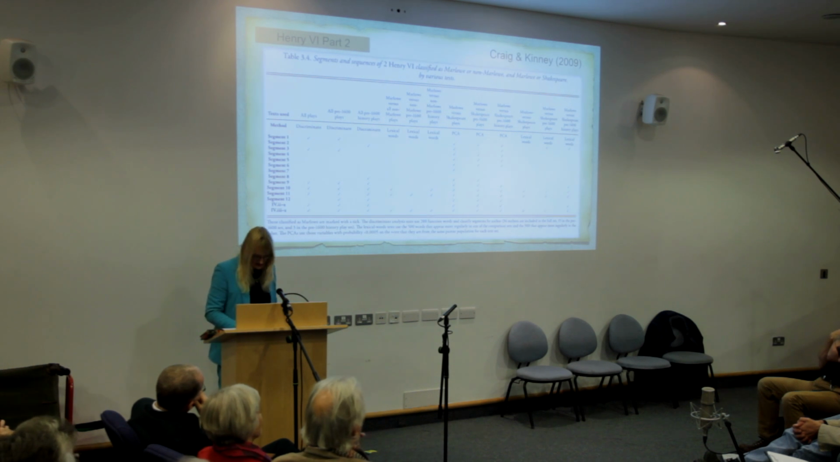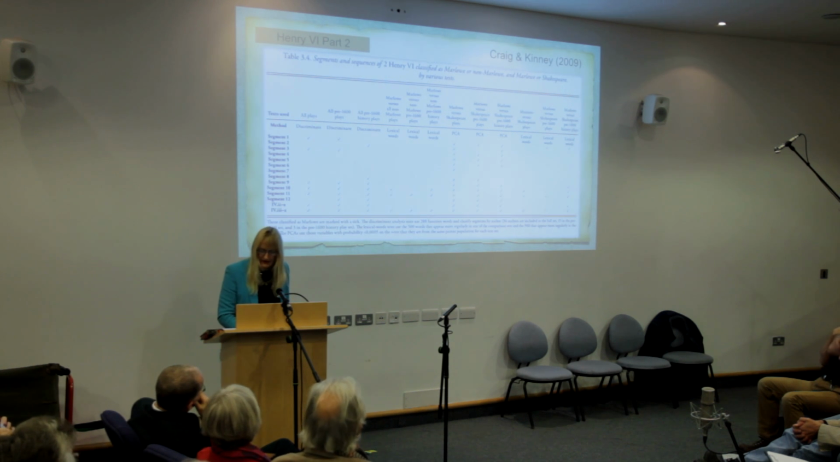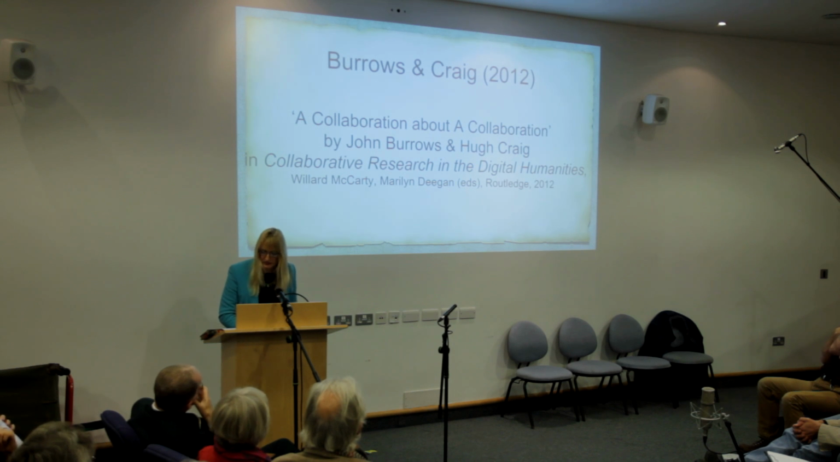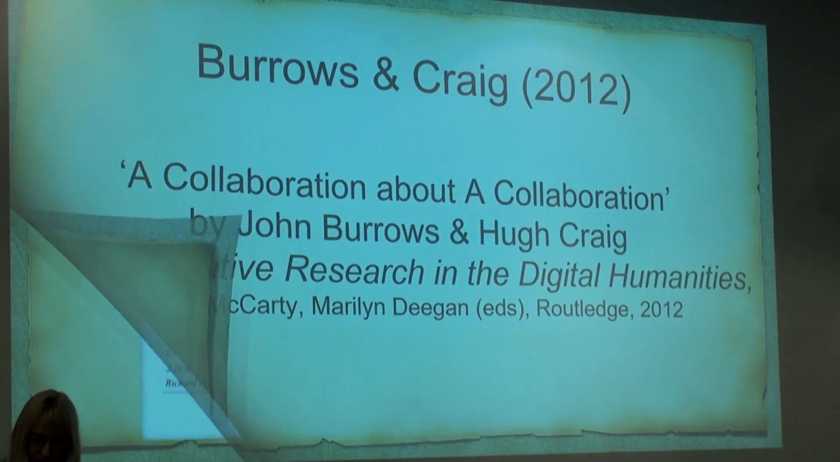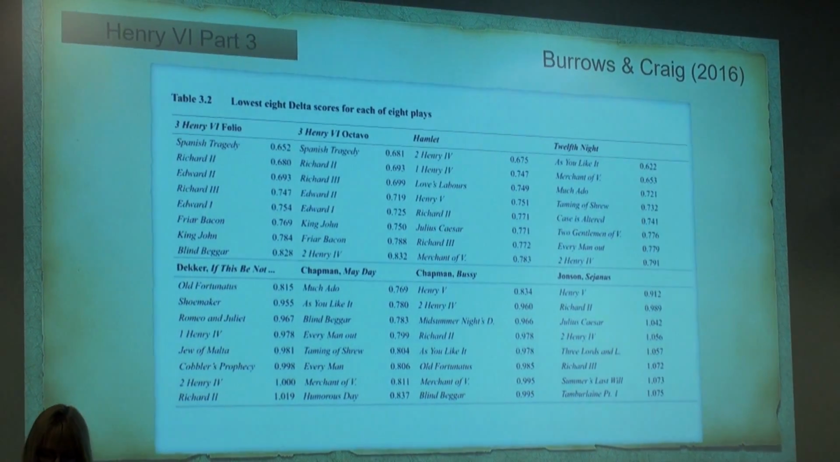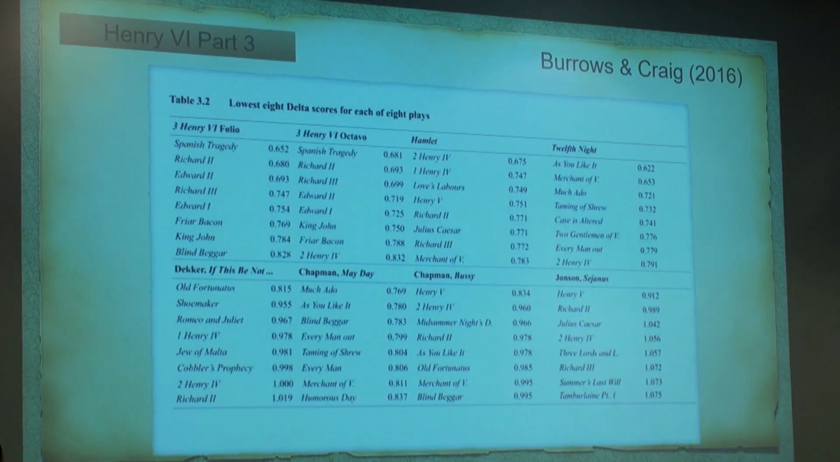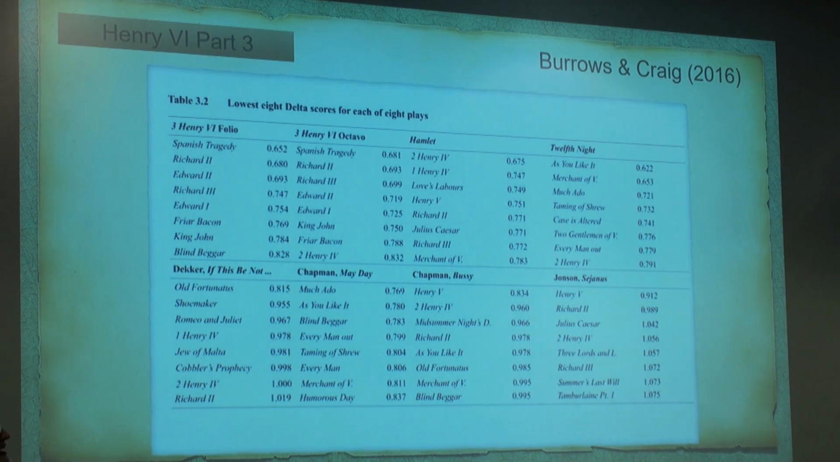Let's look now at Burrows and Craig's work on the third part of Henry VI, which was published in 2012. They began with some delta tests, function word frequency tests, to determine the set of authors they should be testing against. And they determined that it should be Greene, Peele, Marlowe, and Kyd. They divided the play up with rolling segmentation. That's 2,000 word segments stepped forward 200 words at a time, making 108 segments in total.